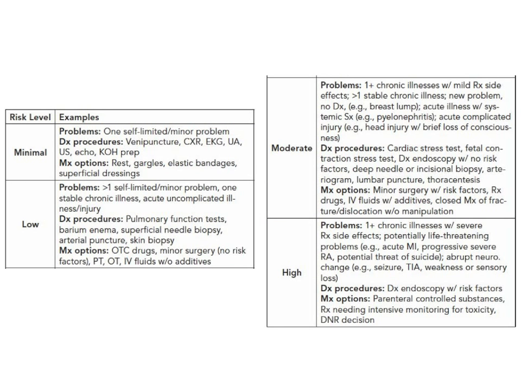So the risk level, for instance, say it's one limited minor problem, and management options are rest, gargling, elastic bandages, superficial dressings. Those are going to be the types of visits that you might see at a Minute Clinic, which are very short and to the point. Low complexity is going to be a self-limited minor problem. Maybe you're dealing with a chronic illness or an uncomplicated illness. So here are going to be your URIs, your colds.